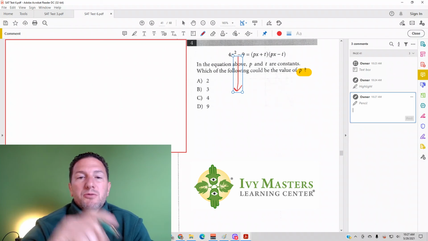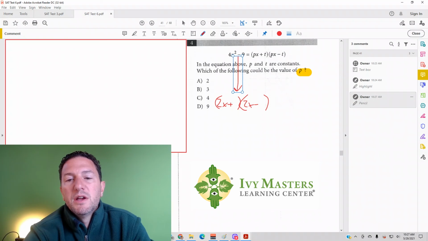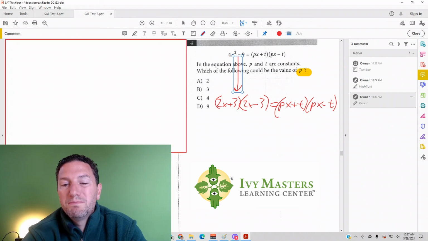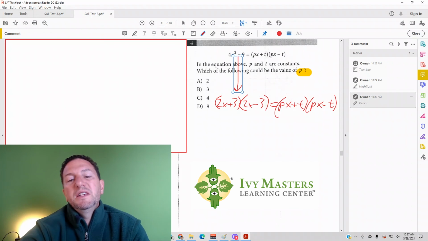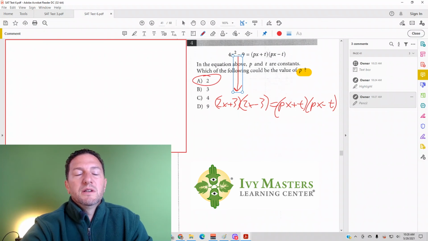It's separated by subtraction. So what you always can factor that as is the square root of the first, which is 2x, goes here and here. Your signs are plus and minus. Square root of the second, the square root of 9, is 3. And then you can set that equal to px plus t and px minus t. And then once again, you can see that the p's correspond with your 2 and the t's correspond with your 3. So once again, your answer is 2.